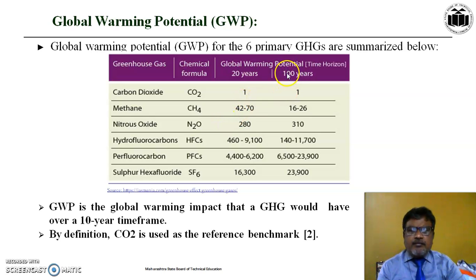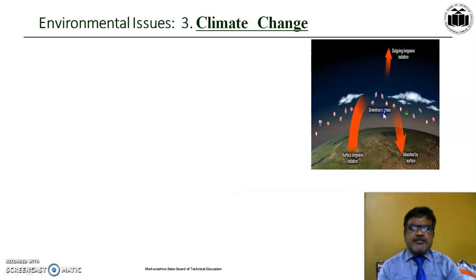Similarly, there is a potential for 100 years. Global warming potential is the global warming impact that the greenhouse gases would have over a given time frame. By definition, carbon dioxide is used as a reference benchmark for all these greenhouse gases.